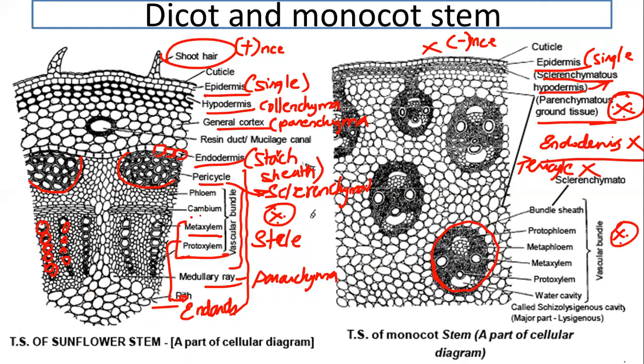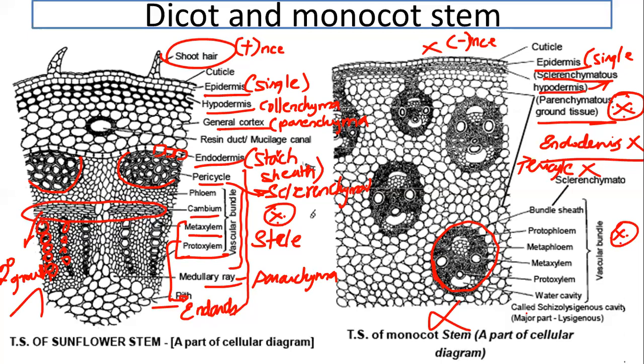When we talk about cambium, here it is intravascular, which is present and appears during secondary growth. So remember, the cambium will be present only during the secondary growth, whereas in monocot you can't see any cambium. And regarding secondary growth, obviously in dicot secondary growth will take place, but in monocot there is no secondary growth. So this is about dicot and monocot stem.